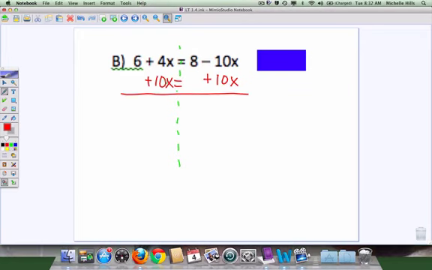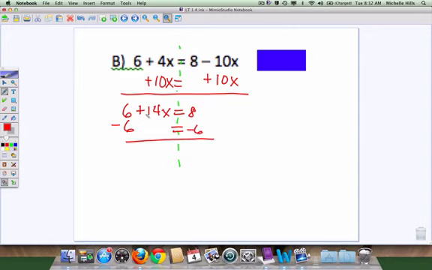Notice I'm lining my like terms up on each side. So I end up with 6 plus 14x equals 8. Now I don't want my constant on the left since it's a positive 6. I would subtract 6 from both sides to eliminate the constant on the left side. And I end up with positive 14x because of the plus in front of it equals positive 2. 8 minus 6 in your calculator, or 8 plus negative 6. Either one will work.